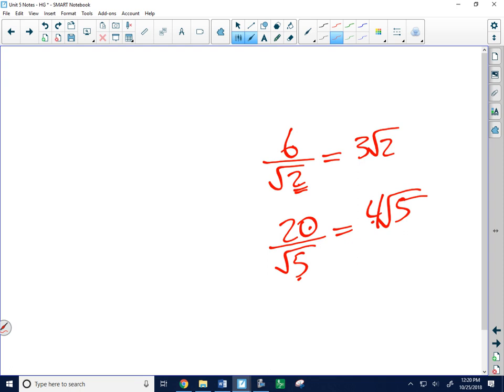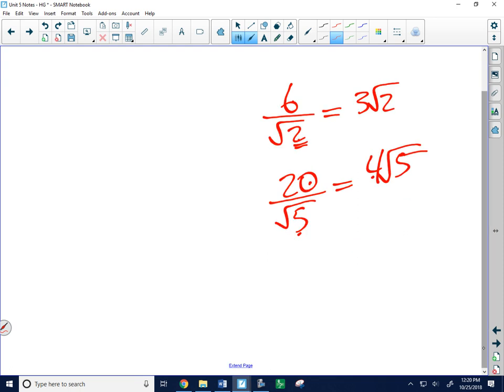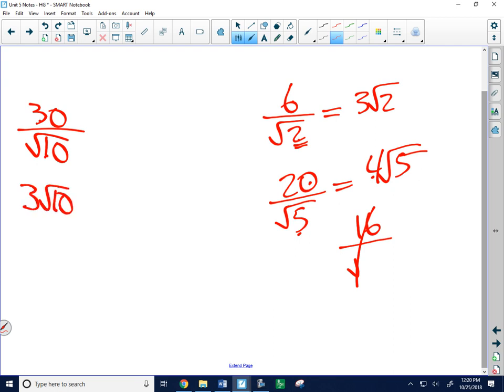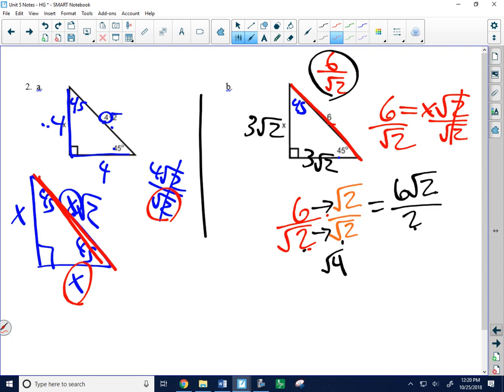I actually like that. So, here's one, 30 divided by radical 10. Do harder. This is fun. There is nothing harder. You should give us worksheets and do this. This is fun.